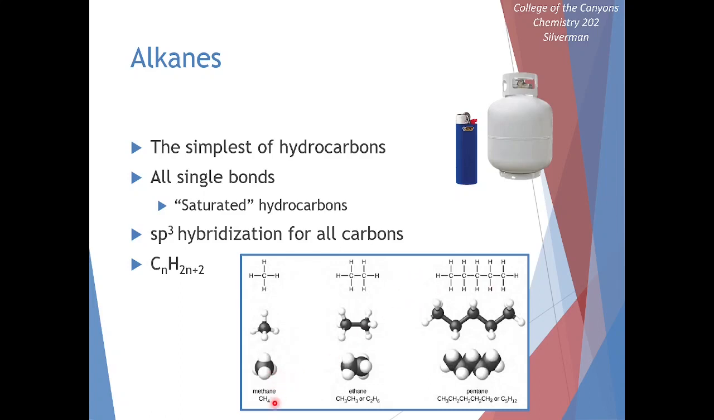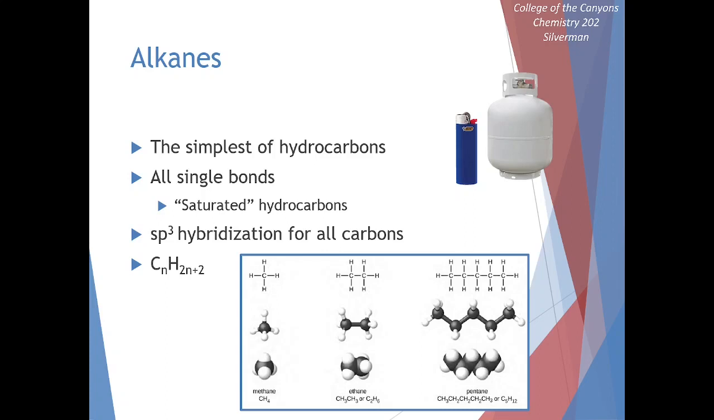We can start to see some names here. Methane is our smallest alkane, ethane, propane, right? We can start to build out these chains. At a certain point, we can start branching or starting to form rings, all these kind of things, right? But these are the alkanes.